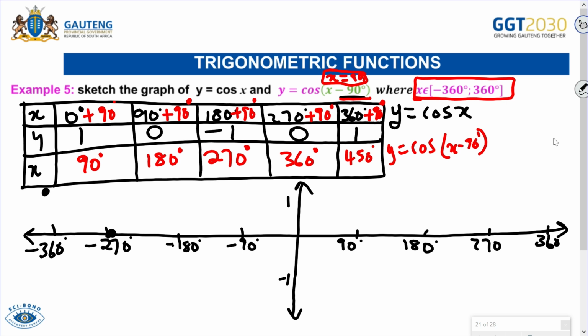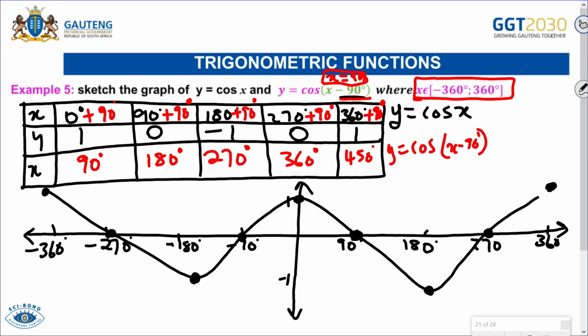And then at negative 180, it's going to be negative 1. And then it's going to be that. And then here it's going to be 0. And then here it's going to be 0. And then 180 is going to be negative 1. And then at 270 is going to be 0. And then at 360 is going to be 1. So my shape is going to be like this. This is the mother graph. You already know how to sketch the graph of y equals cos x, right?